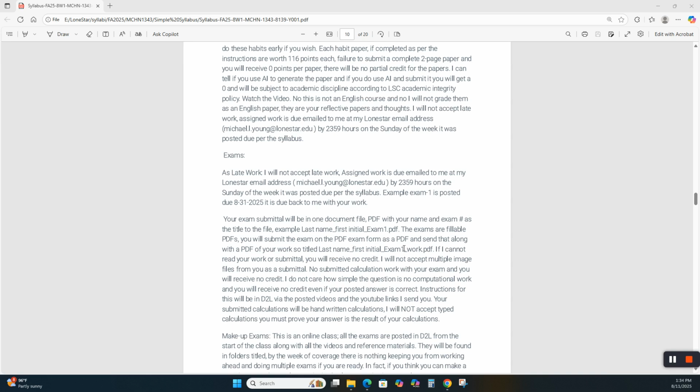I will not accept multiple image files from you. If you can't figure out how to create a PDF of your work, Google it.